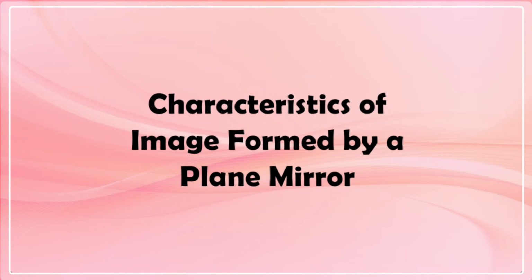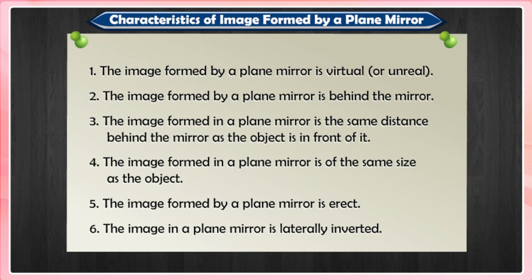Characteristics of image formed by a plane mirror. 1. The image formed by a plane mirror is virtual or unreal. 2. The image formed by a plane mirror is behind the mirror. 3. The image formed in a plane mirror is the same distance behind the mirror as the object is in front of it. 4. The image formed in a plane mirror is of the same size as the object. 5. The image formed by a plane mirror is erect. 6. The image in a plane mirror is laterally inverted.